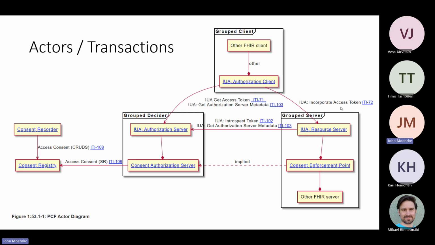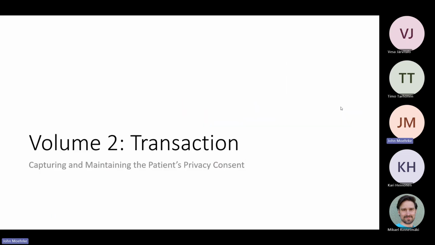And then you see that it's been augmented in PCF with a consent authorization server, which is grouped with an IUA or an OAuth authorization server, and a consent enforcement point that is grouped with a resource server. And you'll see when we get to volume 3 why that's important.